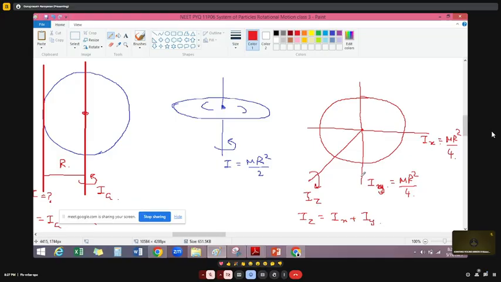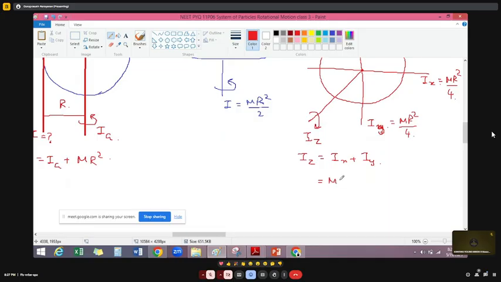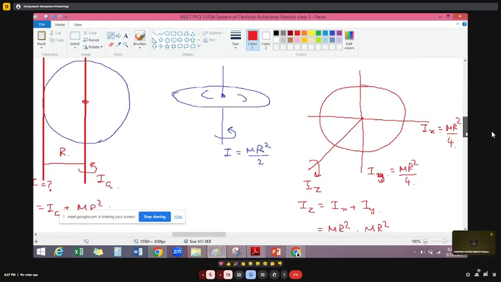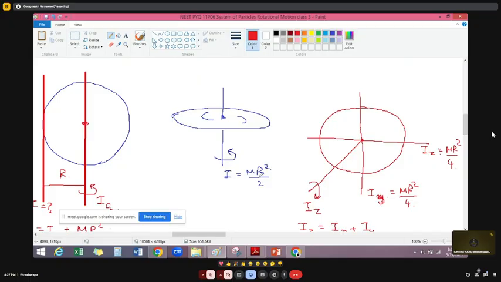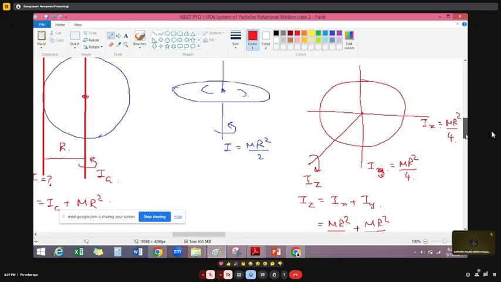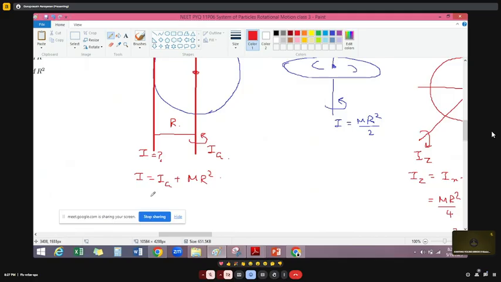How do I know these two are equal? Because it is symmetric. Whether I take it on this axis or this axis, it is symmetric, which means these two have to be the same. So mr squared by 4 plus mr squared by 4 will give me mr squared by 2. That means my assumption of mr squared by 4 here is correct, because I am getting mr squared by 2. That means Ig here should be mr squared by 4.